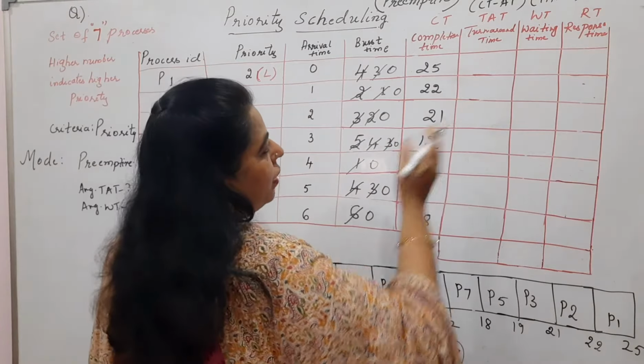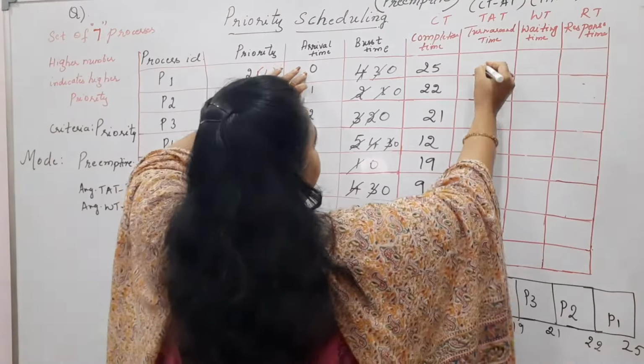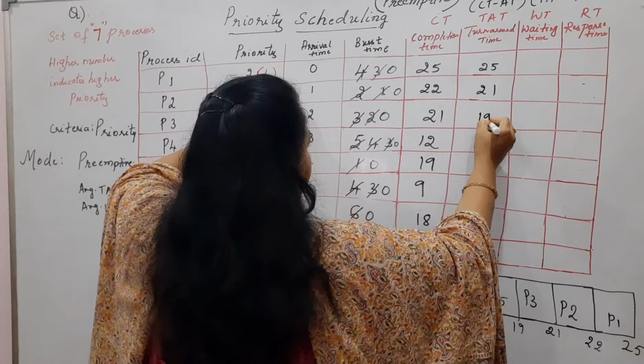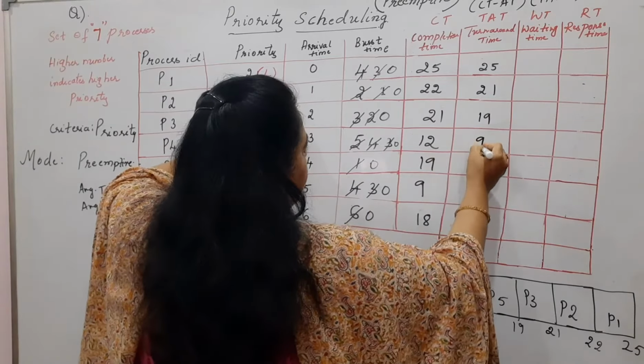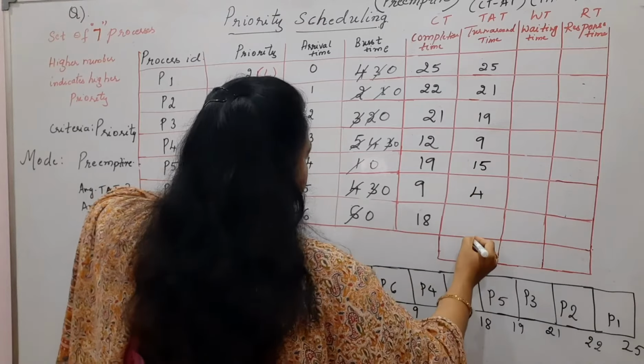Now, same way how you have carried out the completion time, completion time minus arrival time will give you the turnaround time. 25 minus 0, 25. 21 minus 2, 19. 12 minus 3, 9. 19 minus 4, 15. 9 minus 5, 4. 8, 12.